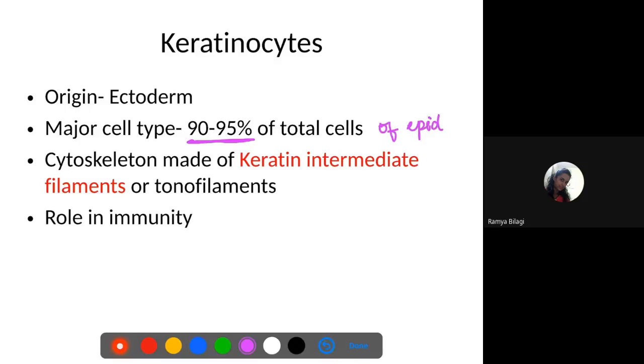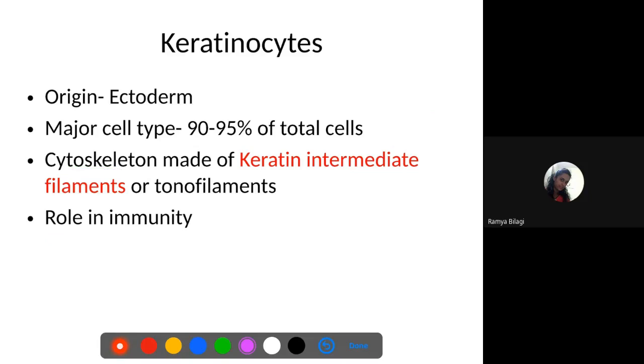Like how we have the skeleton to maintain the framework of a body, keratinocytes also have a skeleton. What are they called? Keratin intermediate filaments. What are the functions of keratinocytes? They have a role in immunity. They help in immunity.